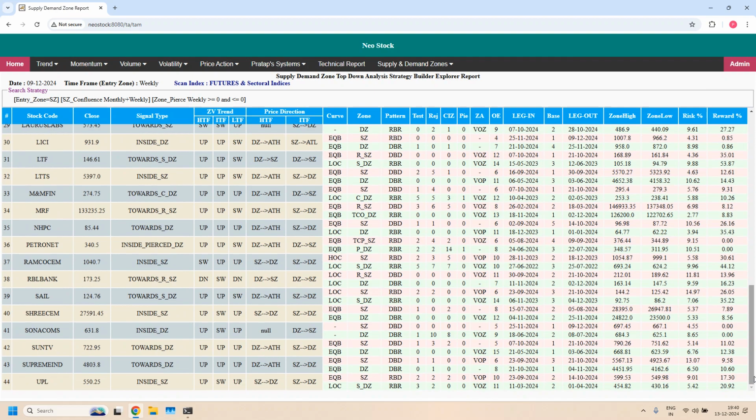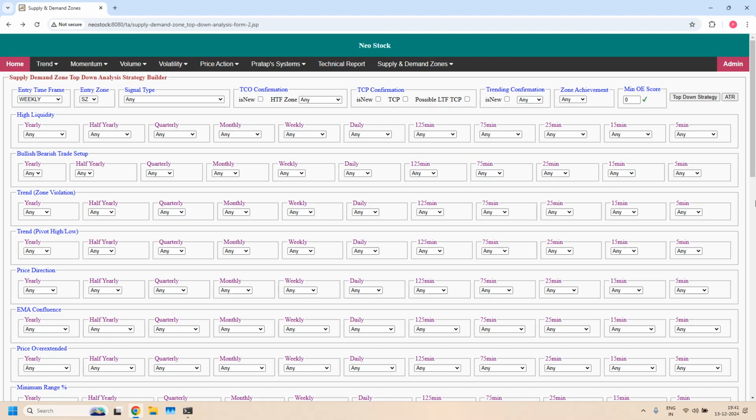So total 44 stocks are filtered. In all these 44 stocks, these weekly supply zones are part of the monthly supply zone. Now let's filter further, because weekly is part of monthly. Monthly zone is having monthly EMA Confluence.